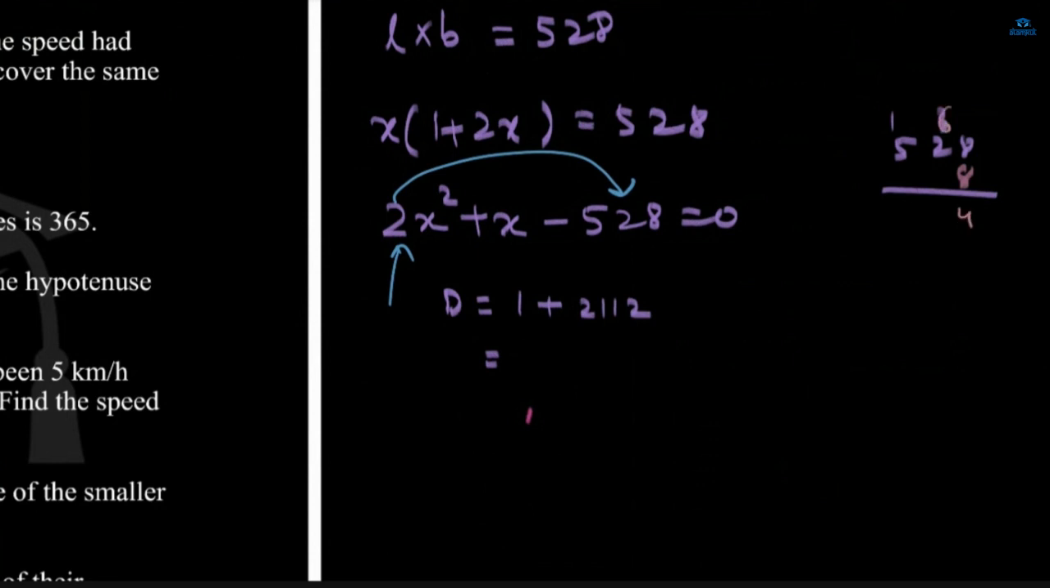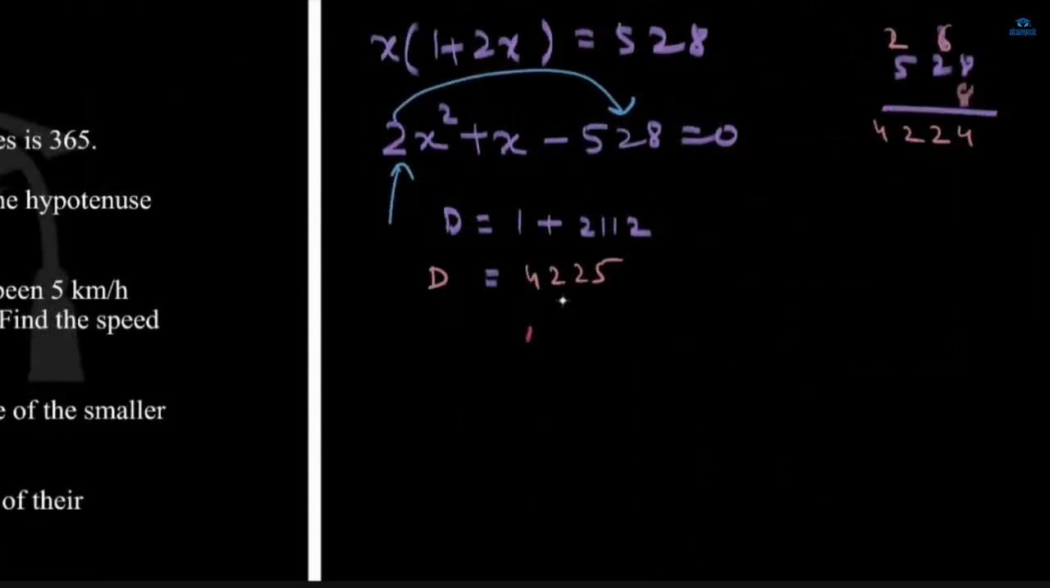So D is 4225. Okay, so it is a perfect square. I think 4225 is a perfect square. What is the root of 4225? I'm not sure, I don't remember. It's 65. Okay, so we can write directly 65. If it is a perfect square, then we can find the root.